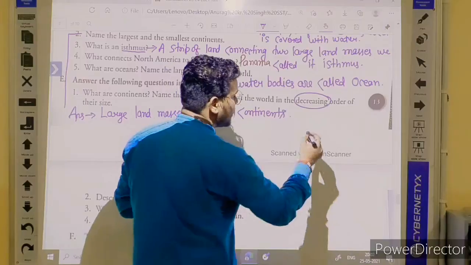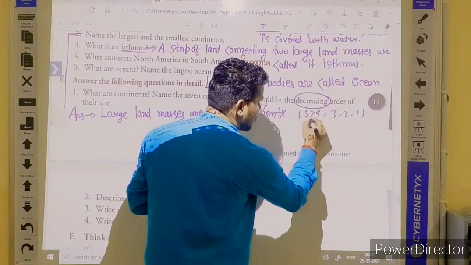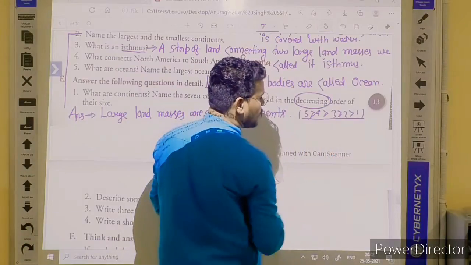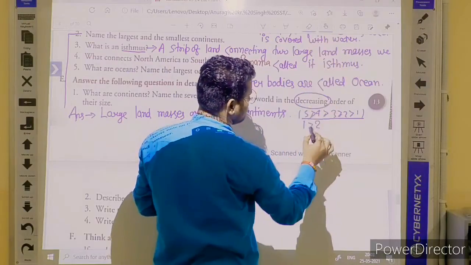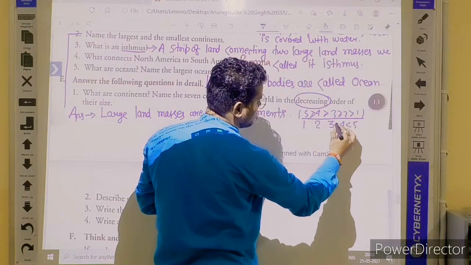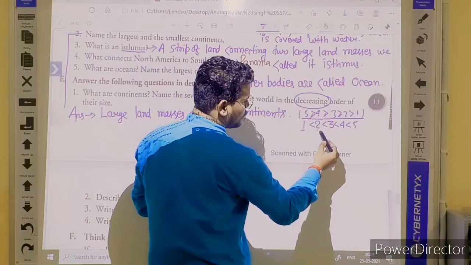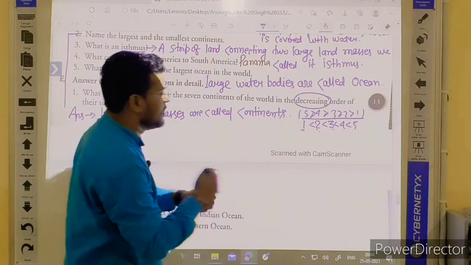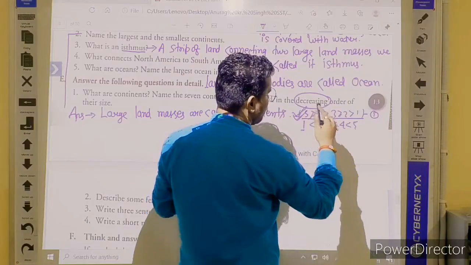Decreasing order means in this way: 5, 4, 3, 2, 1. 5 is greater than 4, 4 is greater than 3, 3 is greater than 2, 2 is greater than 1. This is known as decreasing order. And increasing order is 1, 2, 3, 4, 5. 2 is greater than 1, 3 is greater than 2, 4 is greater than 3, 5 is greater than 4. So student, follow this one.